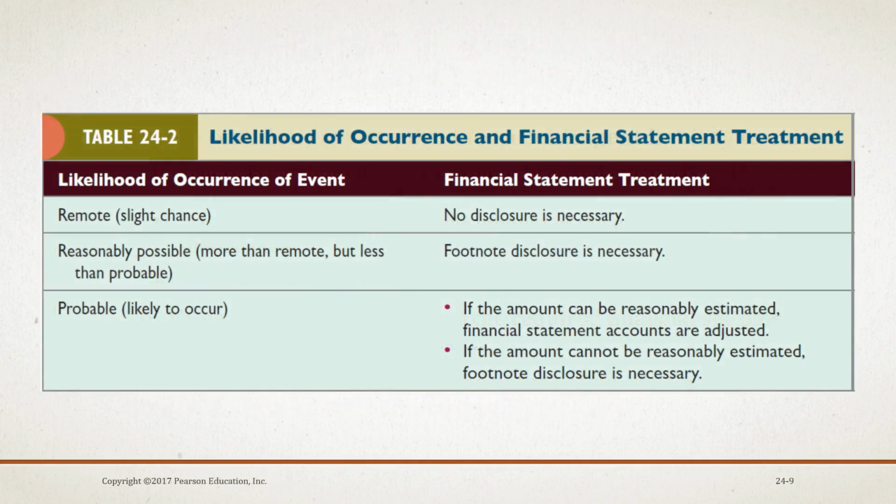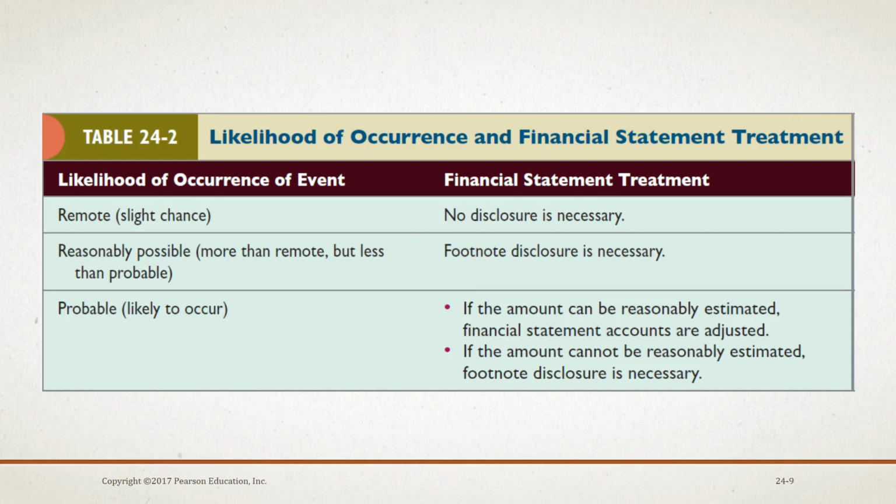So again, typically what may happen here is, let's go with the basic legal concept. A company's being sued. We're being sued as a company. And this is where we would go to a lawyer. Lawyer says, well, there's a remote chance that we will lose this case. There's a remote chance. Well, if there's a remote chance, the FASB says no disclosure is needed. If it's reasonably possible, again, more than remote, less than probable, footnote disclosure is needed.